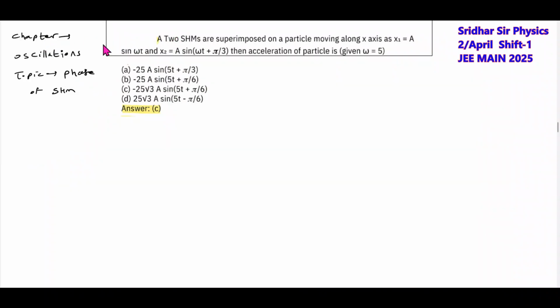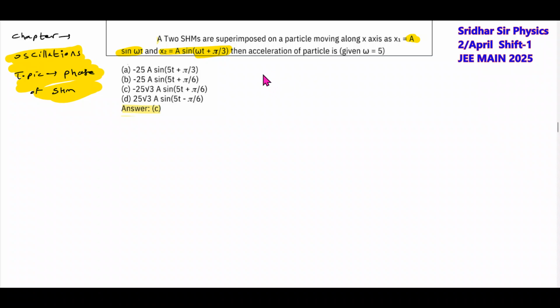We have the next question based on the chapter oscillations, and the topic name is phase of SHM. The question is: two SHMs are imposed on a particle moving along x-axis as x1 equal to a sine omega t, x2 equal to a sine omega t plus phi. Then it is asking the acceleration of the particle, given omega equal to 5 and phi equal to pi by 3. Now we have to get this one.